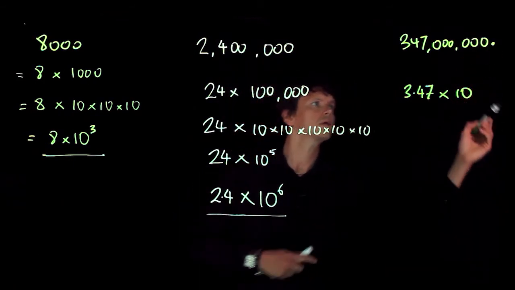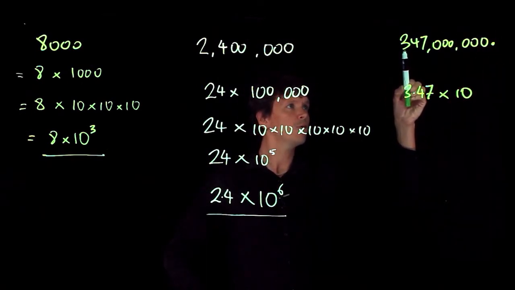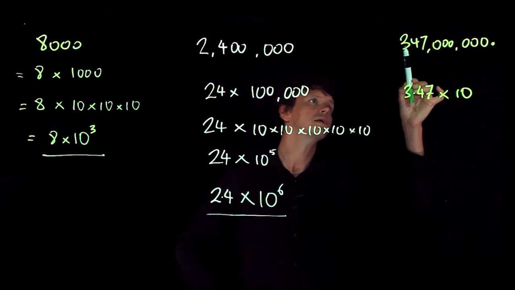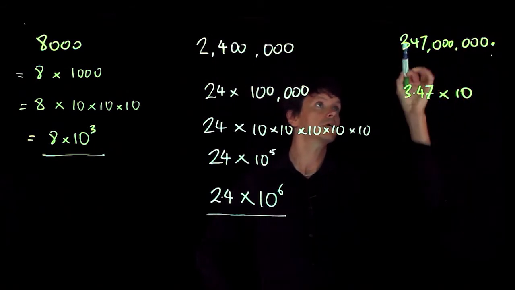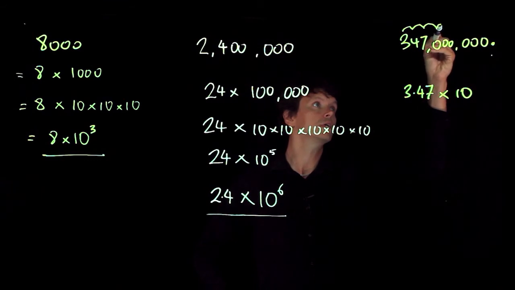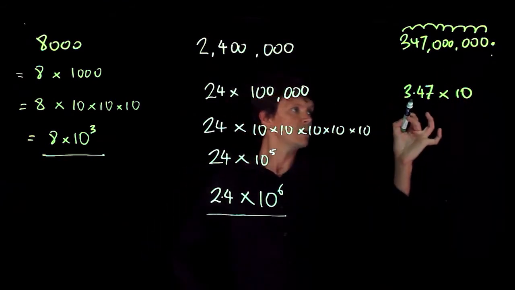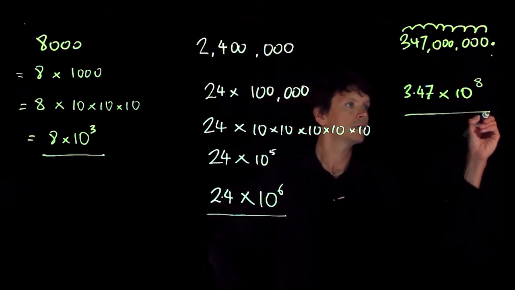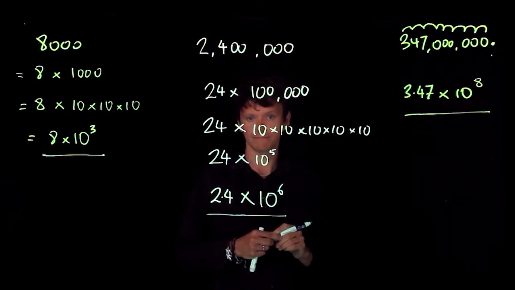347 million. If we were to just focus on this 3 and think, how many places would I have to move this 3 in order to bring it to the position I want, which is here, just in front of the decimal point, the units column? Well, let's have a look. It's got to move 1, 2, 3, 4, 5, 6, 7, 8. So 3.47 times 10 to the power of 8. And that's how we put very large numbers into scientific notation.